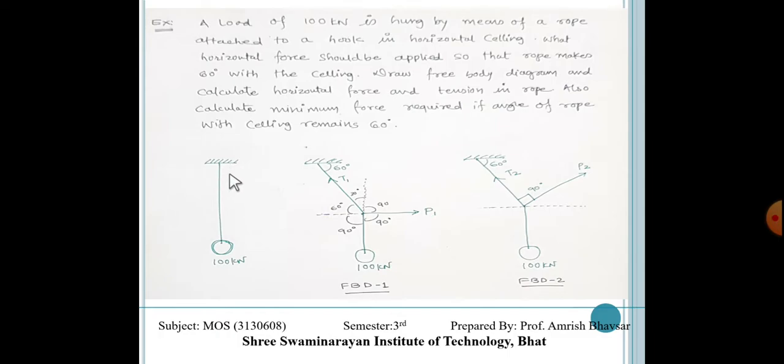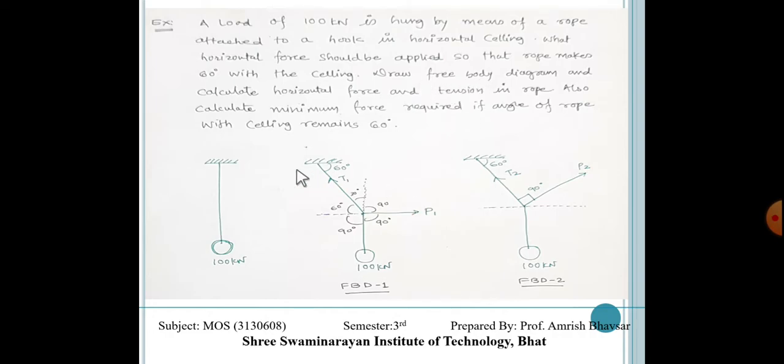Right now this angle is 90 degrees. We are going to pull this rope in the horizontal direction so that this angle changes from 90 to 60 degrees. So we have to pull this rope towards the horizontal direction. Here it is 60 degrees, and P1 is somewhere over here, and the weight is here.